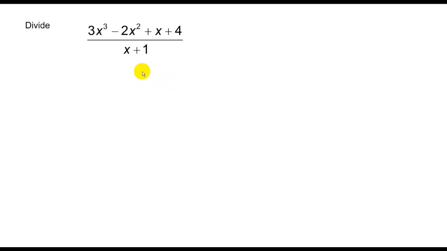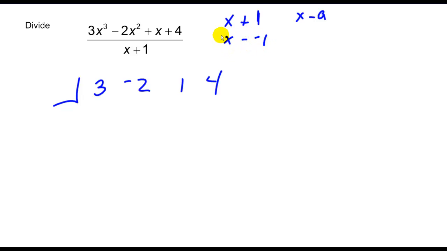Let's do a couple more examples. Again, it's just written a little bit differently in a vertical form, but I do the problem the same way. This is 3, negative 2, 1, and 4. This has to be written in x minus a form. X plus 1 has to be written in x minus a form, so I know this is x minus a negative 1. We've seen this trick before. Therefore, a equals negative 1, and that's what I'm going to put in the little box out here.